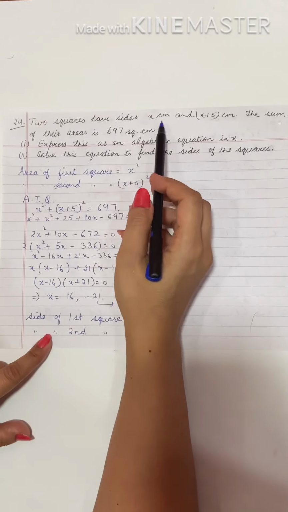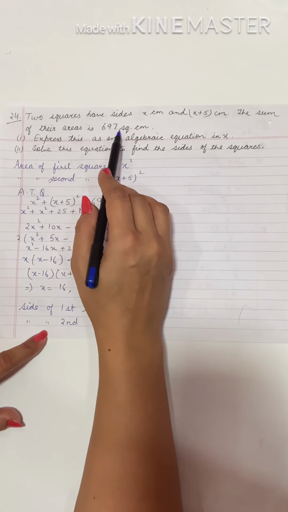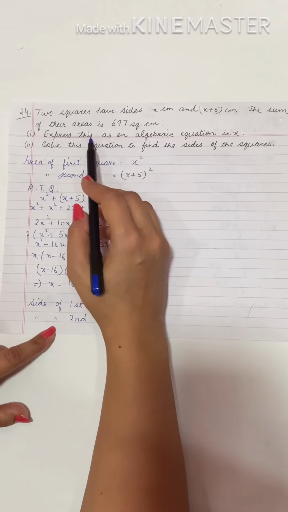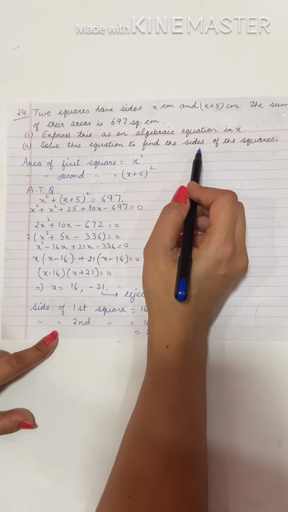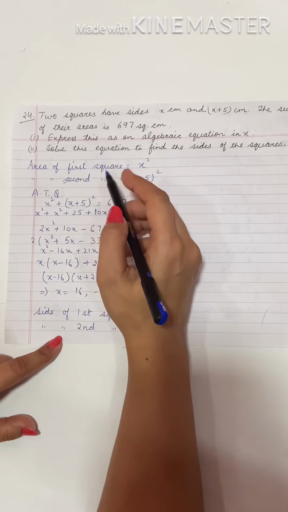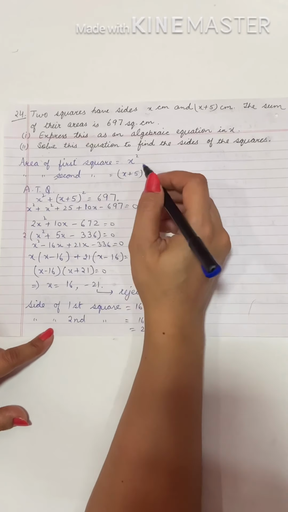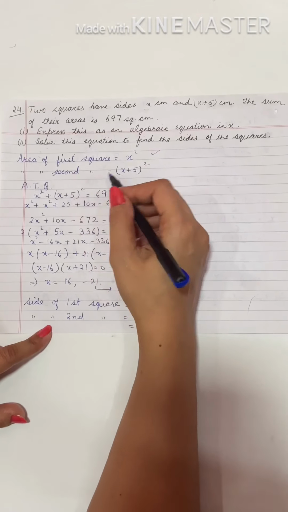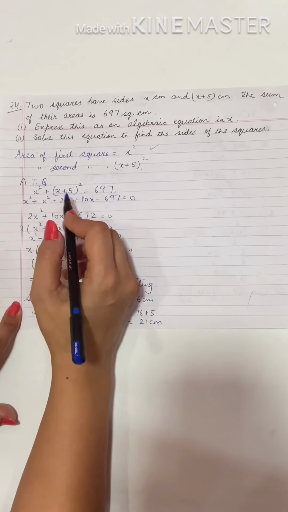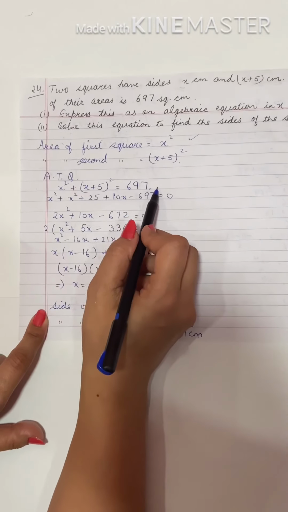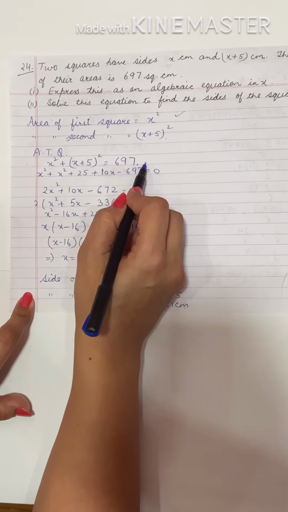Two squares have sides x centimeter and x plus 5 centimeter. The sum of their areas is 697 square centimeter. Express this as an algebraic equation in x and then solve this equation to find the sides of the squares. Now the sides are given to be x centimeter and x plus 5. So the area of the first square is x square and the area of the second square will be x plus 5 whole square. According to the condition, the sum of their areas is 697 square centimeters. So applying this, adding the two areas, putting it equal to 697.